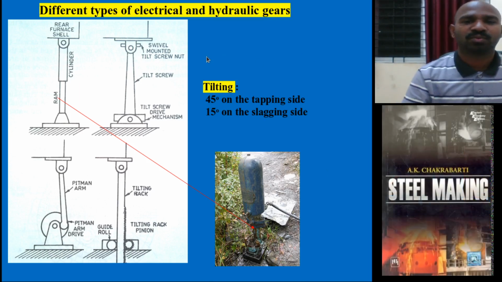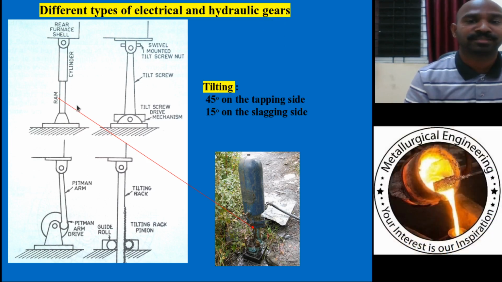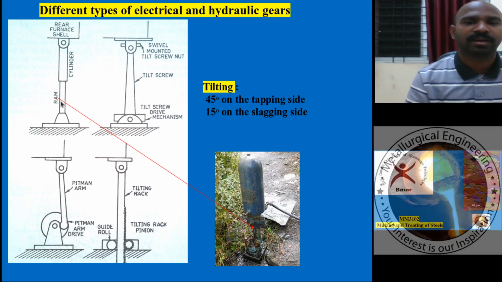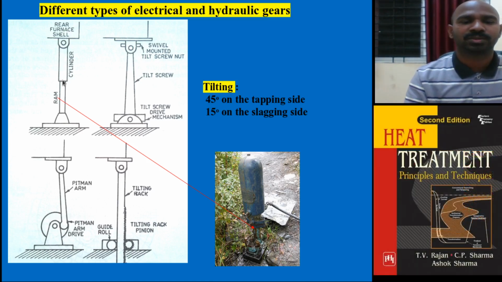There is another part called furnace movement. You use either electrical based gear or hydraulic based gears. There are 4 different types of gears in practice. Ram based gear is typically in practice in most electric arc furnaces. Ram, and there will be a cylinder which has liquid oil. So when you are moving from bottom and top with the mechanical motor, it lifts out.